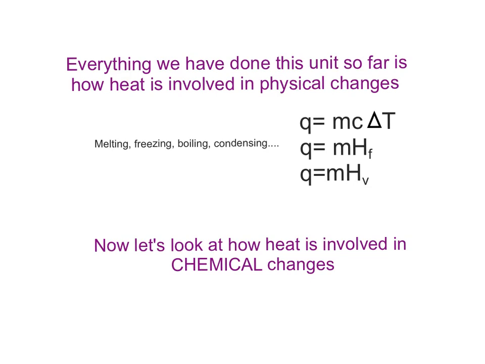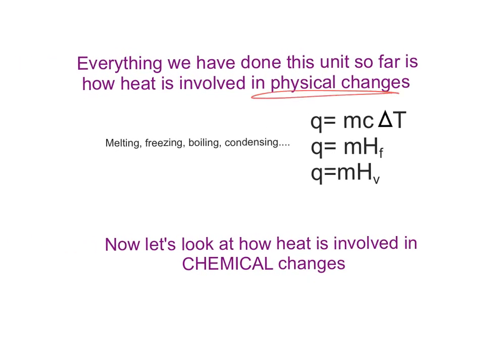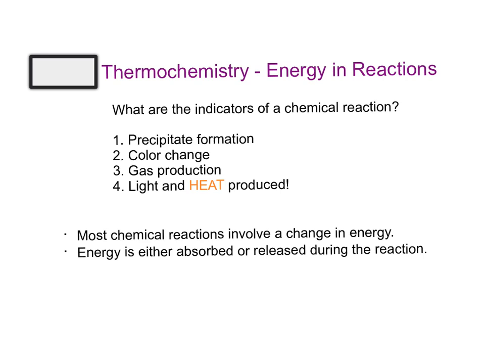So far, we've talked about heat calculations when it has to do with physical changes. So that means things like boiling, freezing, vaporizing, condensing, all of that stuff. We have not really talked about chemical changes yet. So this lesson is all about calculating heat in chemical reactions. So it's called thermochemistry, right? The heat, thermo, involved in chemical reactions.